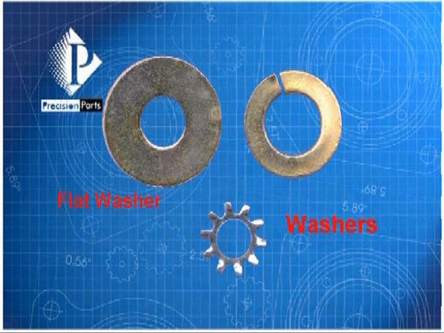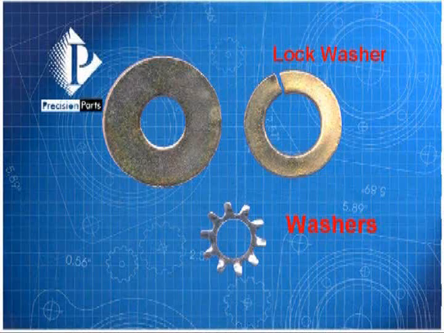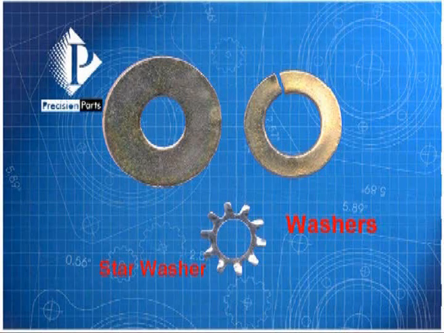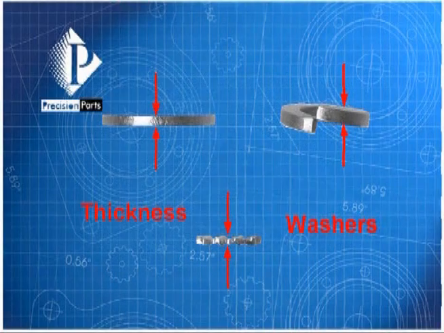Flat washers are designed to spread the clamping force of the bolt or nut over a larger area, while lock washers and star washers are designed to provide resistance to rotation of the bolt or nut. In order to accomplish either of these tasks, the washer must be properly sized for the application. Washers are also available in various thicknesses, depending upon application.